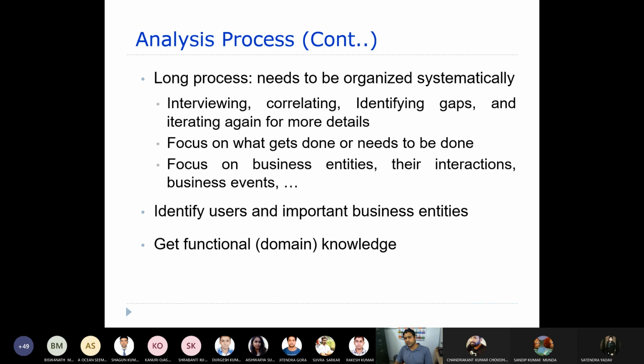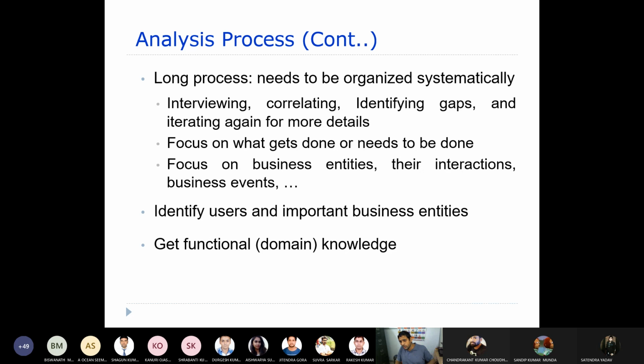Here our focus should be to find out what the actual needs of the user are, right? Focus on business entities. What different business-related entities are involved, and how are these entities interacting with each other, right? What sort of business events are involved within this domain, right? We should understand all of these things so as to find out the exact requirements, right? Identify users and important business entities. That is what we are trying to do.